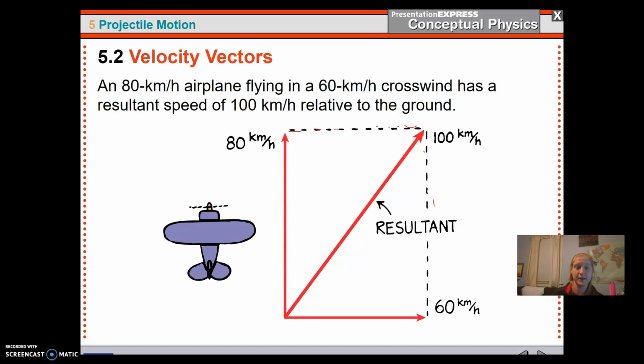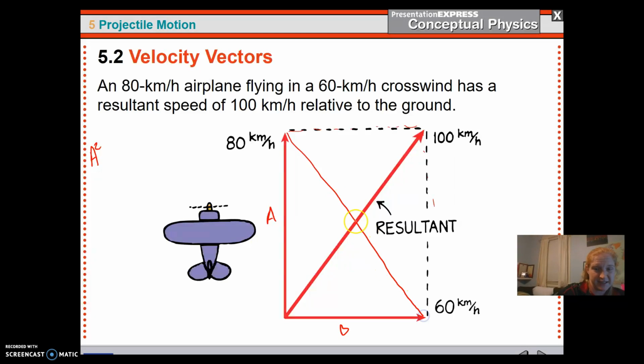Now, you can calculate your resultant using the Pythagorean theorem. So that is a squared plus b squared equals c squared. This is technically c, but in a rectangle, both this and this would be c. You would plug in your numbers and solve for your resultant.